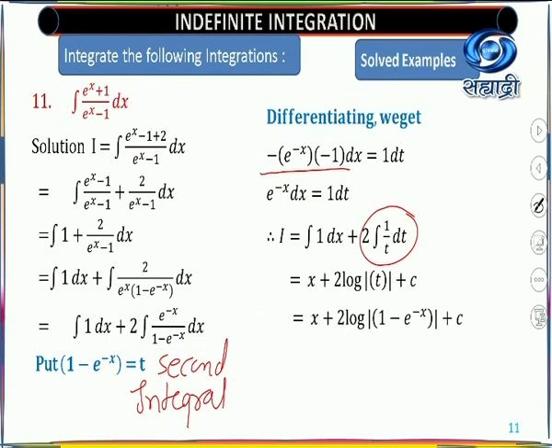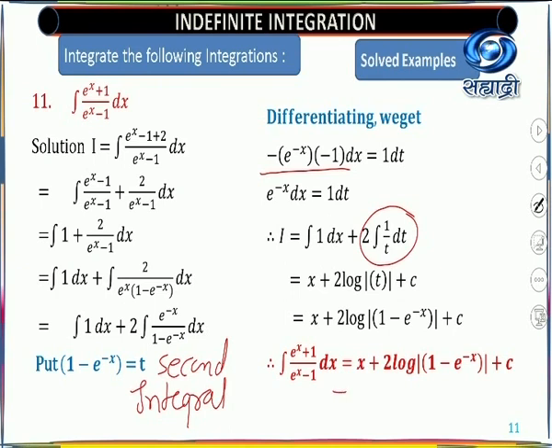Now replace the value of t. By replacing the value of t, you will get x plus 2 log mod of 1 minus e raised to minus x plus constant of integration. Now look here. This is your final answer actually. You will get this as x plus 2 log mod of 1 minus e raised to minus x plus constant of integration. But we are having many answers for this.